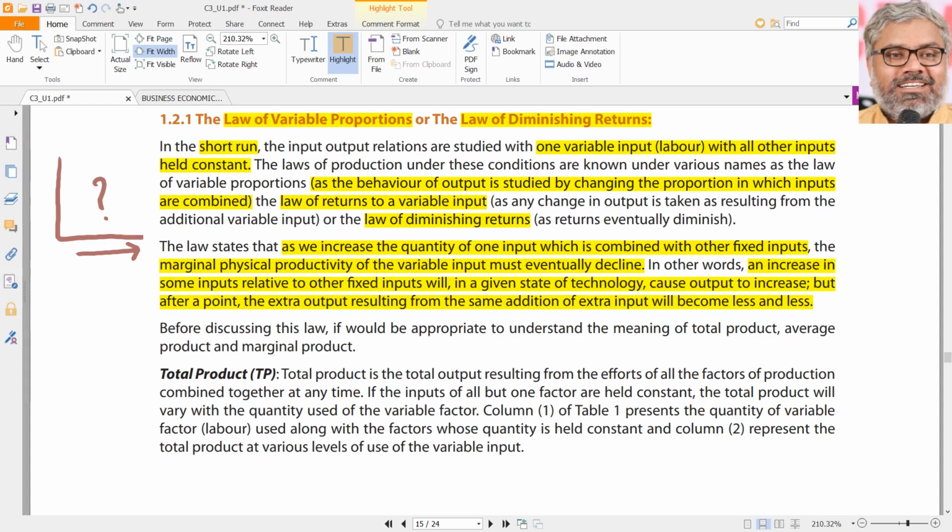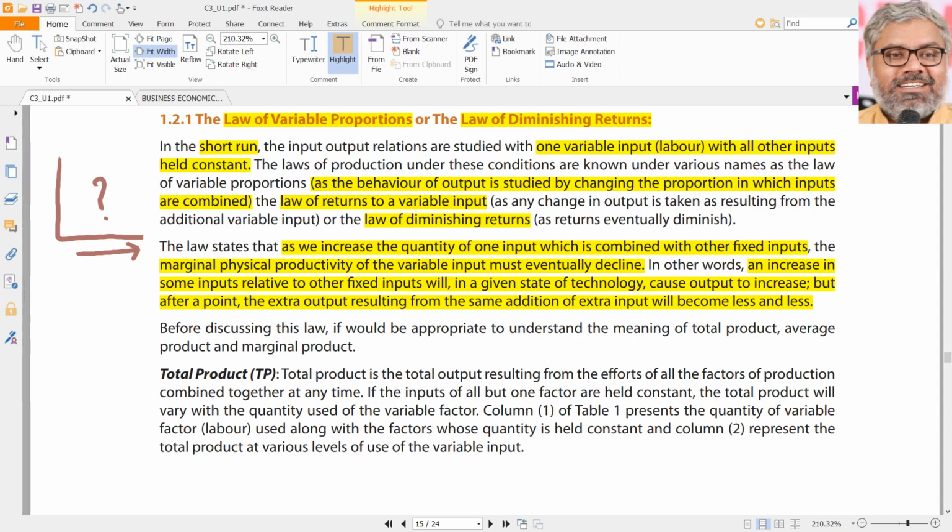So as you keep on increasing the input, which is a variable input, all other inputs are fixed. Other than this, the state of technology is fixed. And when you are increasing one variable input, let us say labor, then definitely it will cause output to increase, no doubt. But the extra output resulting from the same addition of extra input, that is what is marginal. Extra output resulting from addition of extra input means what? That is the concept of marginal.